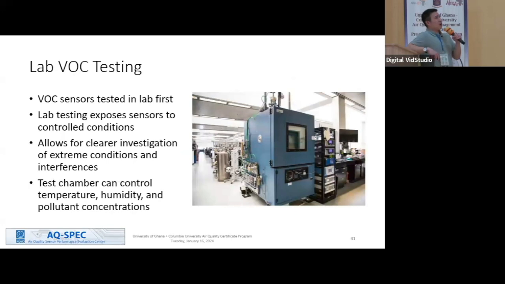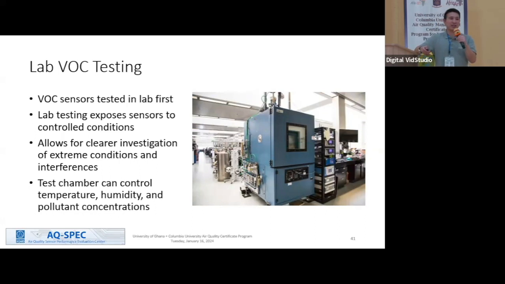Okay, our latest effort now is to test VOC sensors. VOC sensors are the hot thing. They're the cutting edge of low-cost sensors now. And we test them in the lab first because VOC is kind of tricky to test in the field. Ambient concentrations of VOC, at least in the United States, are pretty low. So maybe we're talking about 0.1 to 0.3 ppm levels.